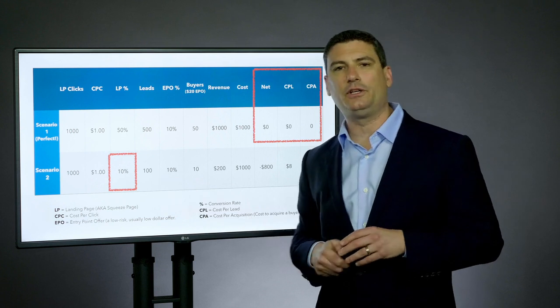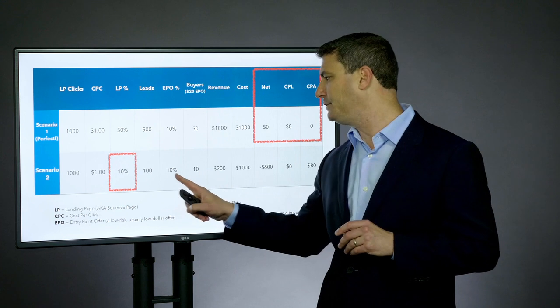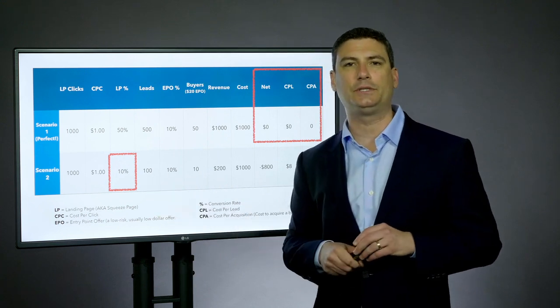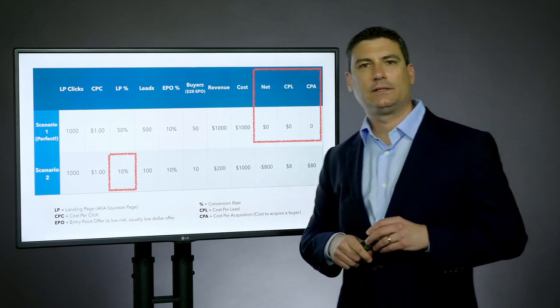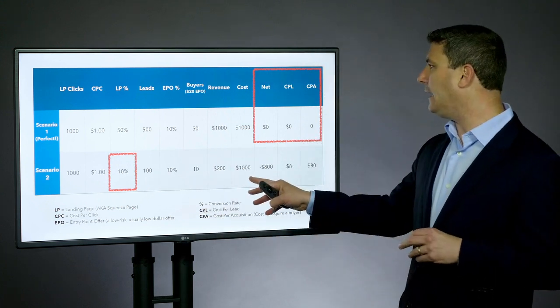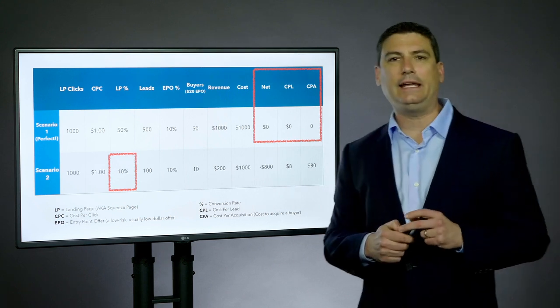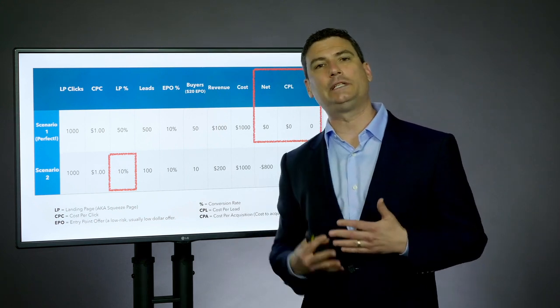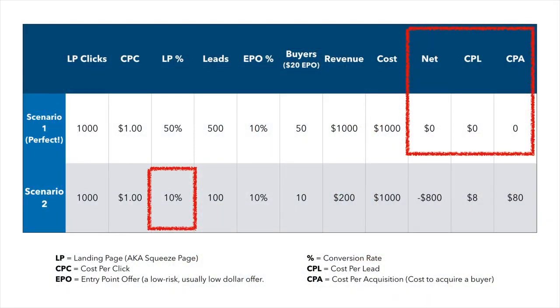But because your lead magnet was performing so poorly, you now only have 10 buyers, because you're still at 10%, but only of 100 leads. So now your revenue is $200. Your cost is still the same. You're paying $1 a click, and your lead magnet wasn't performing. So now you've got a cost of $1,000, which means you're netting negative $800. Okay, so you're losing money in that particular campaign. And then your cost per lead is now $8, and your cost per acquisition of a new customer is $80.